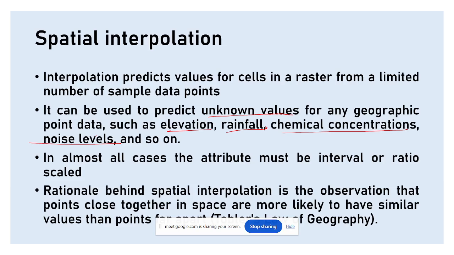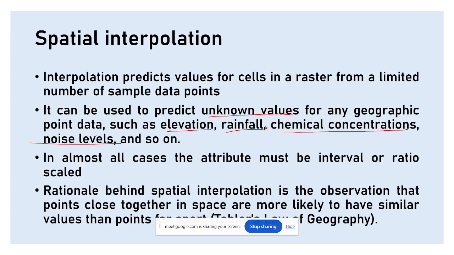For example, in the case of elevation, if you are going to a mountain area or a hilly region, it's not possible to take data from every little point in that hilly terrain in order to account for the elevation. So we'll just strategically sample some sites. According to that, the entire region's elevation map can be generated if you are able to do the spatial interpolation.